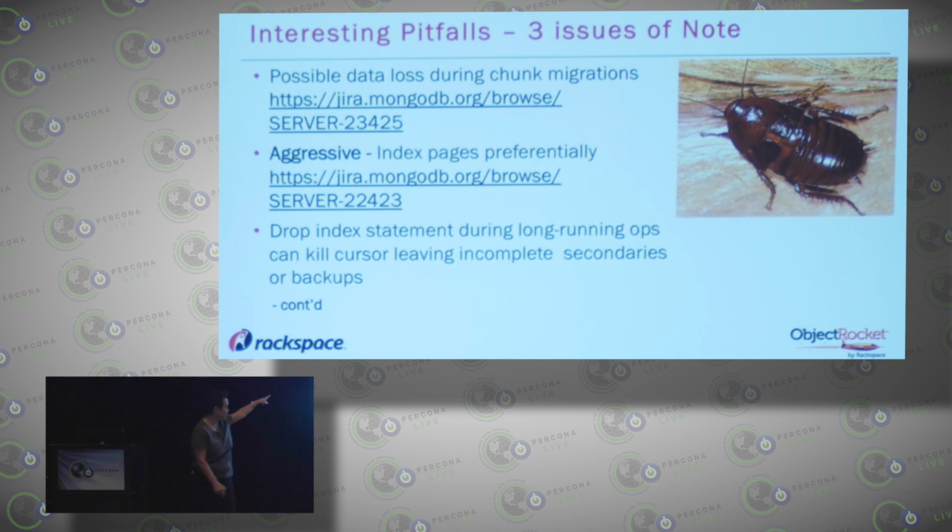Another one that's not out there in the JIRA system, but we ran into it and found it on a message board from like 2013. It involves the cursor. When you're doing long-running operations such as backups or initial syncs, and you drop an index, it kills the cursor. Then if you're planning to recover from that backup, it's going to be an incomplete backup. Or if you've initial synced something and the cursor died, that's not a complete sync.